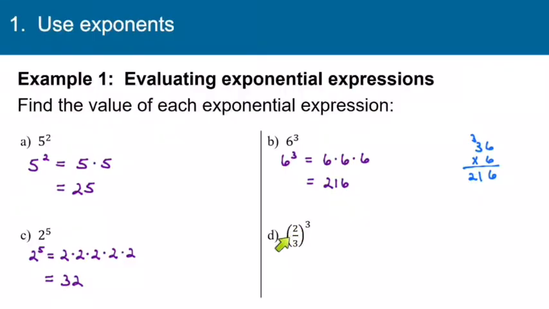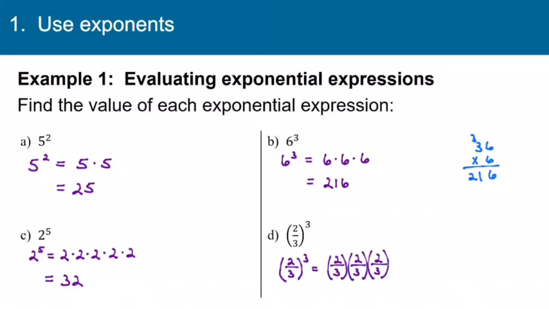And then on part D we have 2/3 to the 3rd power. Now don't freak out just because it's a fraction. You know what the 3rd power means. So we're just going to write down that 2/3 to the 3rd power means 2/3 times 2/3 times 2/3.